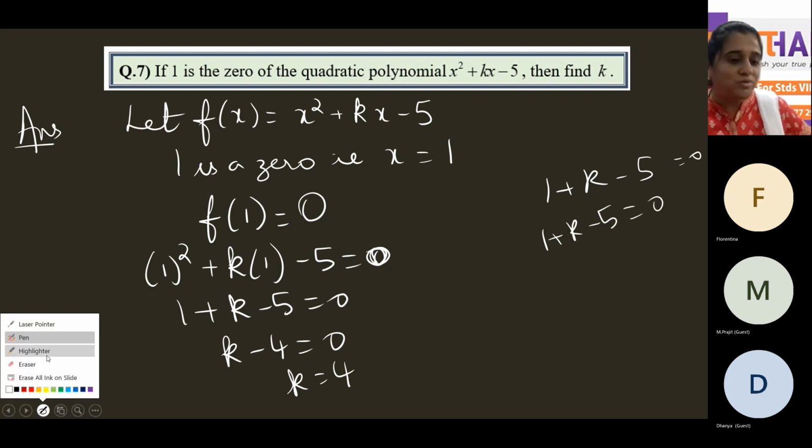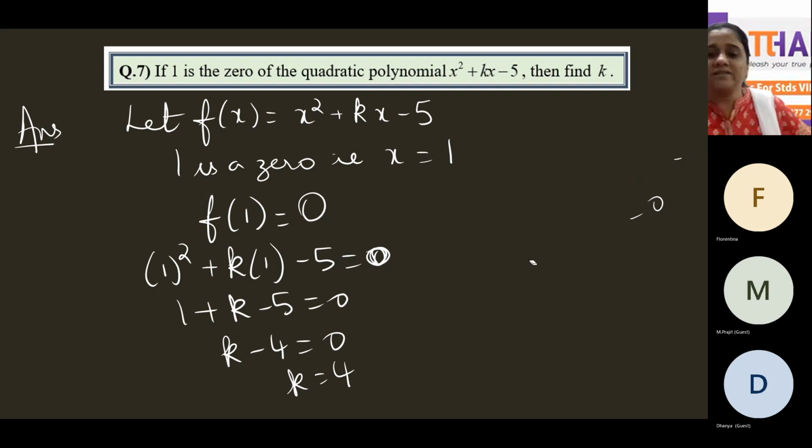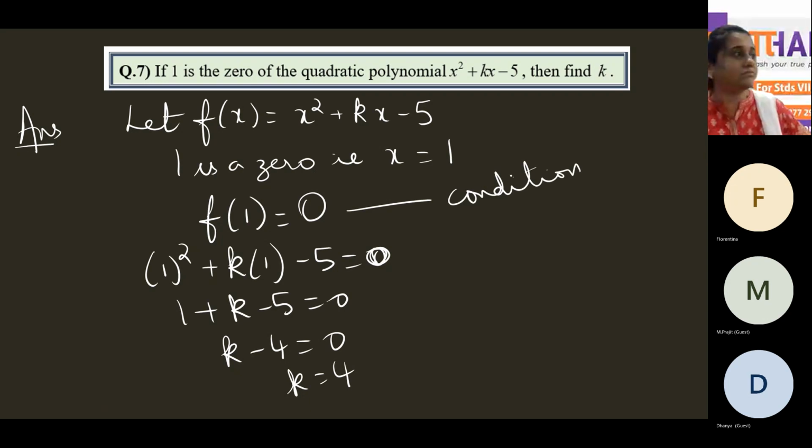You should start from the beginning. You must write it from the beginning. That's what I'm writing here. I'm writing the condition first. This is the condition. Look at the board, girls. You should write that first. See, first name the polynomial. x squared plus kx minus 5, let it be f of x. That's the first step. Then 1 is a 0. That is x is equal to 1. 1 is a 0 means x is 1. That means f of 1 is 0. Because I've called it f of x, f of 1 will be 0.